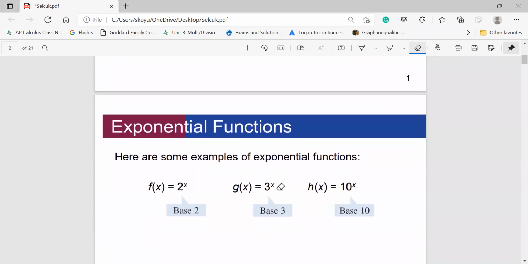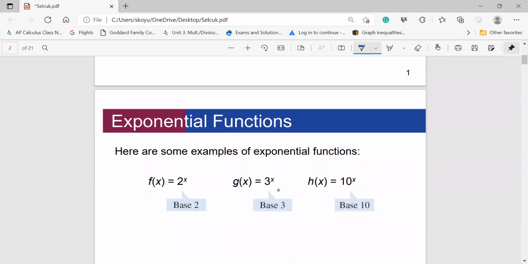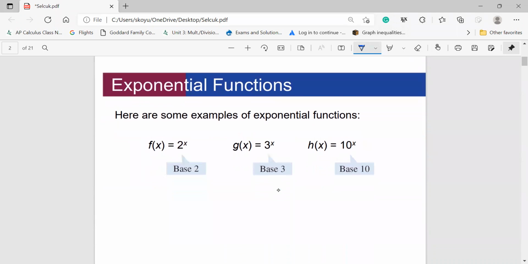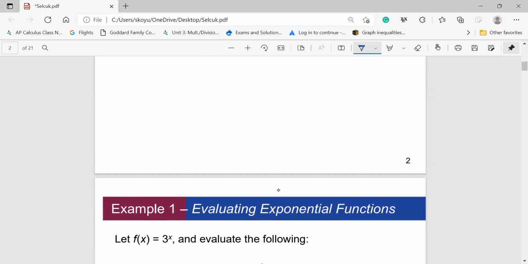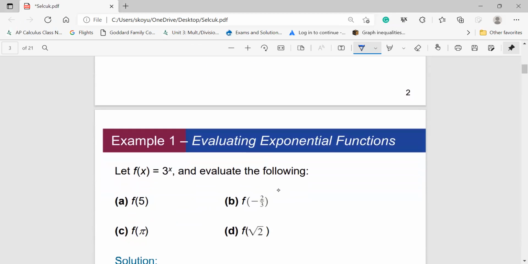Now here are some examples. For instance, the function 2 to the x is an exponential function because the base is a number and the power is a variable. So here the base is 2. The function g, 3 to the x, is an exponential function with the base 3. And the function h is an exponential function with the base 10. In a little bit, we're going to talk about the graph of this type of function as well. So that's just a basic definition.